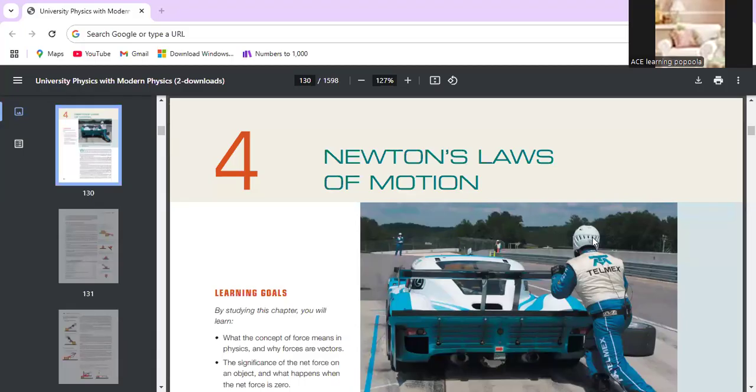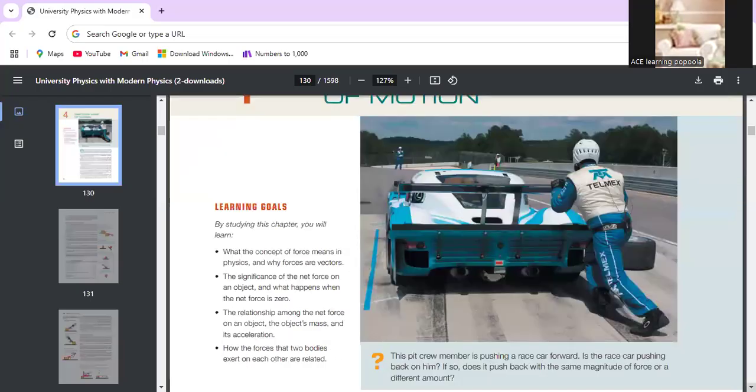I want to quickly talk on this topic, Newton's laws of motion. It's the next topic that we're supposed to discuss. I will try to make this as easy to understand as possible. I know it's not new to us. We know that there are three Newton's laws.